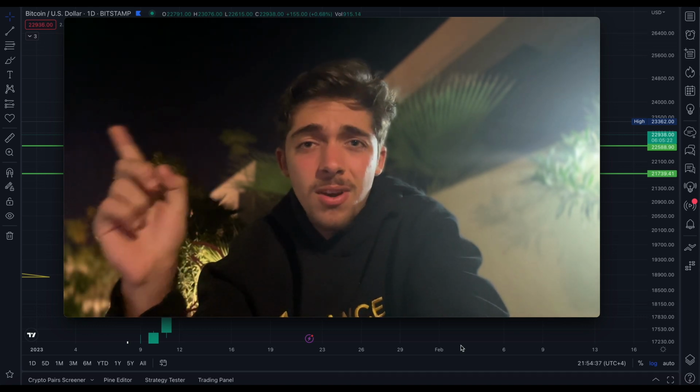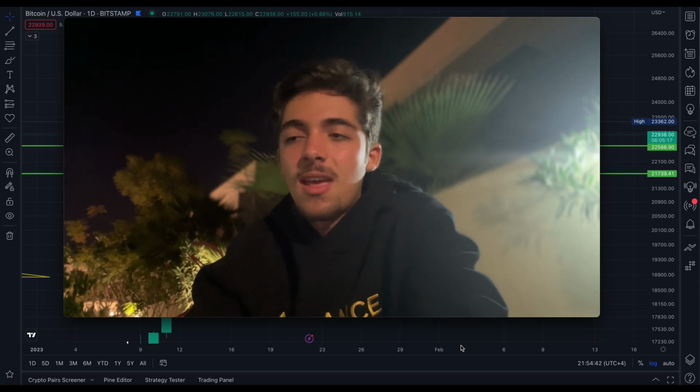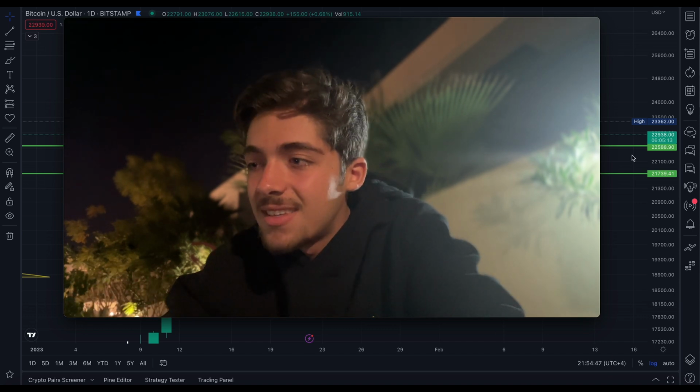That's why I gave a very simple TA tutorial at the top right here, which you can watch and learn a few indicators yourself. But again, let's have a look at the chart of Bitcoin and see what is going on.